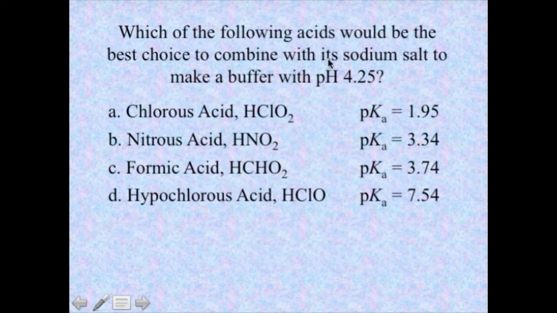Which of the following acids would be the best choice to combine with its sodium salt, its conjugate base, to make a buffer with a pH of 4.25? Think about these choices, make a decision, and then come back and we'll discuss it.